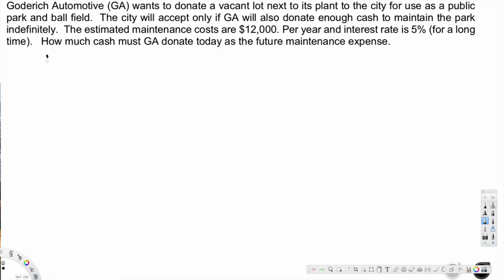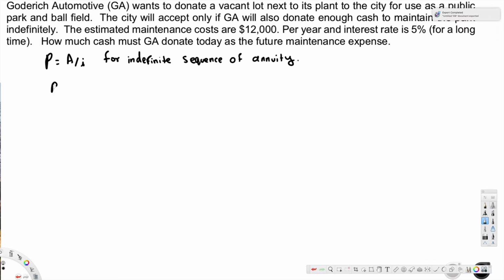Okay, so here P is equal to A over i, for an indefinite sequence of annuity, and P is equal to A, that is 12,000, divided by the interest rate, that's 5%, so 0.05, and that gives us 240,000.